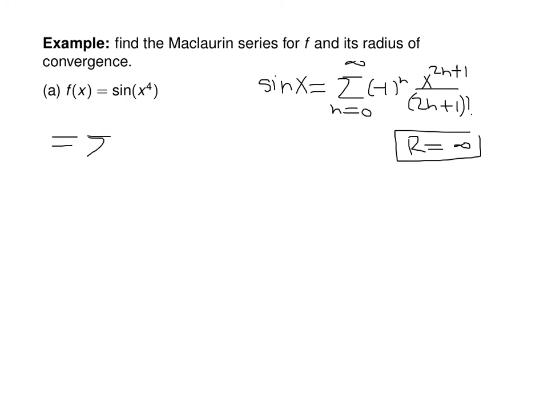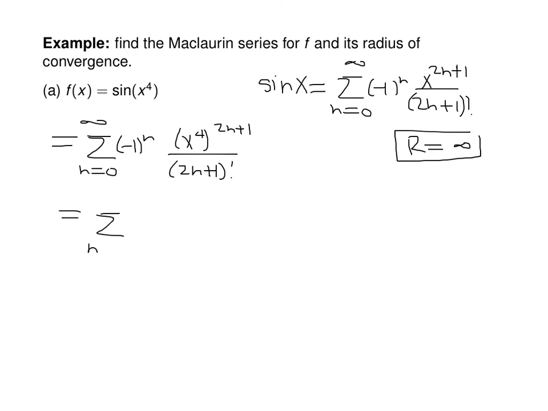So we have a sum from 0 to infinity, negative 1 to the n, x to the fourth to the 2n plus 1, all over 2n plus 1 factorial. So negative 1 to the n, that would be x to the 8n plus 4, all over 2n plus 1 factorial.